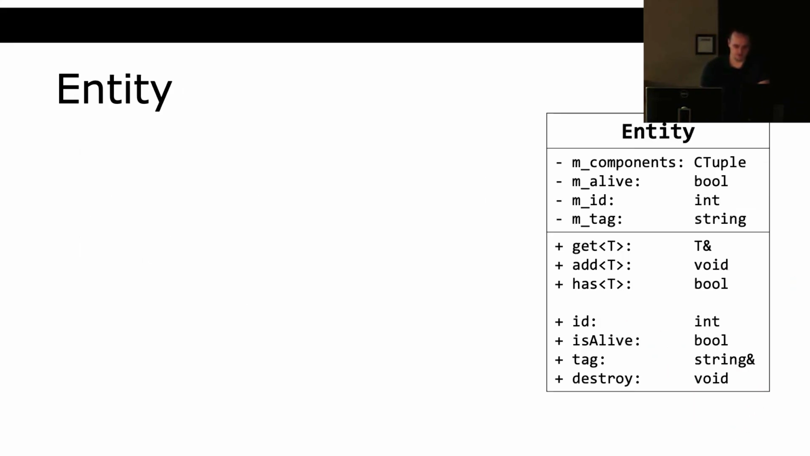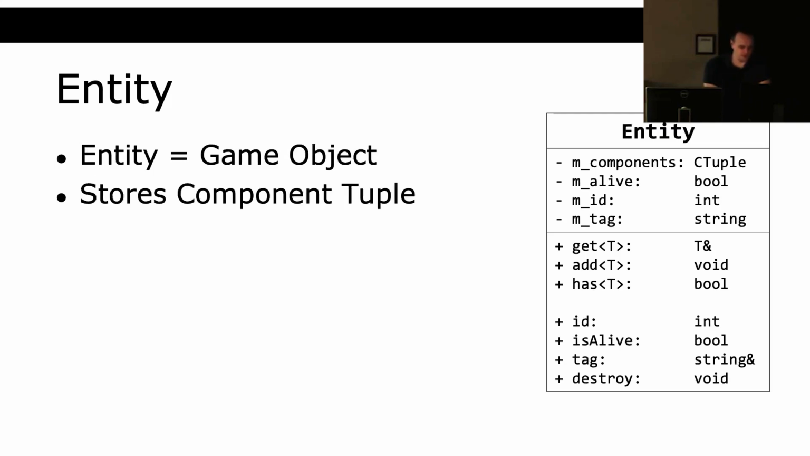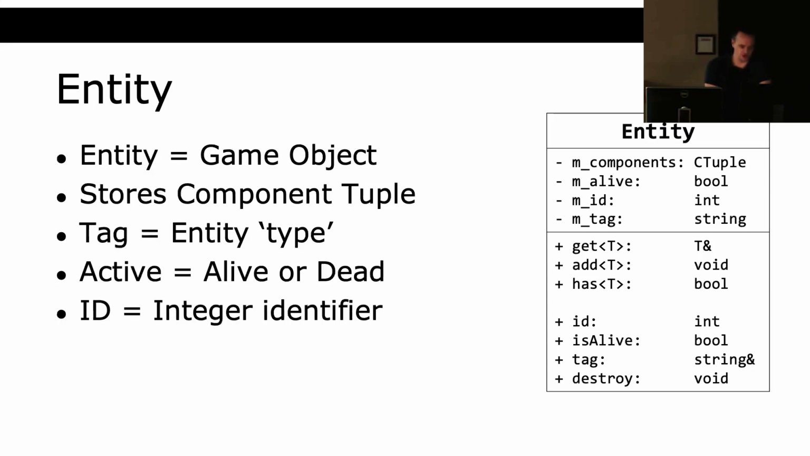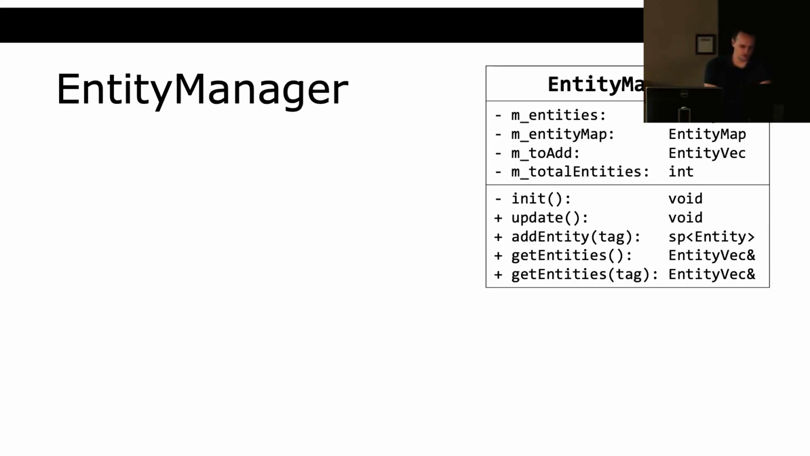The entity then is anything in the game. It stores that component tuple in this contiguous, or ideally contiguous structure. We have a tag, which is the entity type. We have this active Boolean or a live Boolean, which is whether or not the entity should live or die. And we have this ID as well, which lets us tell if one entity is equivalent to another entity.